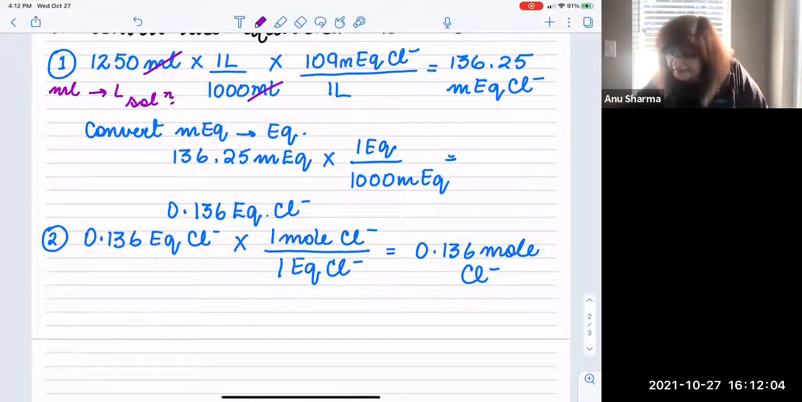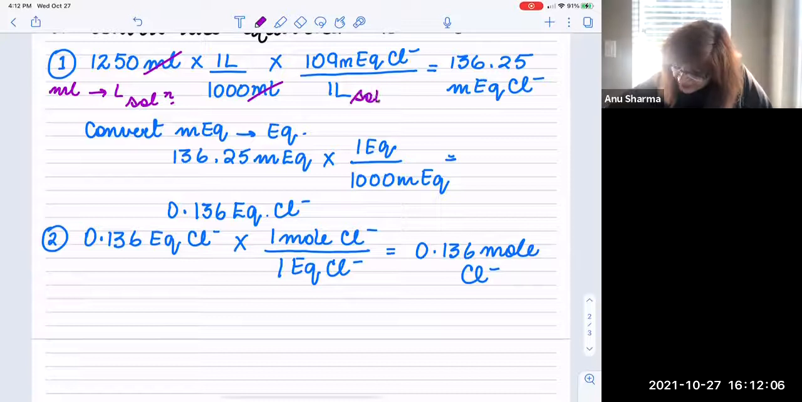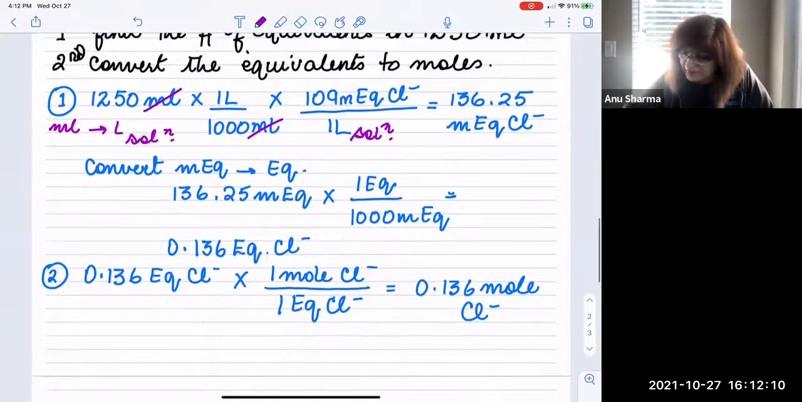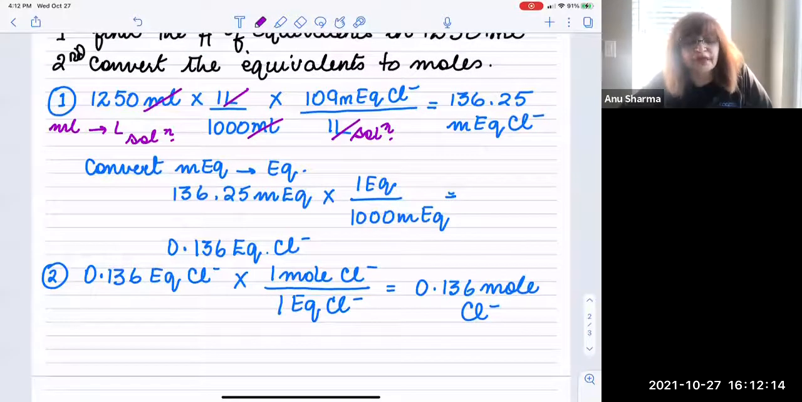Next, this is the solution, and in this solution there are 109 milliequivalents of chloride ions present. So here, when you cancel out the liters, we are just left with the milliequivalents of chloride ions that are present in 1250 milliliters of the solution. So we get 136.25 milliequivalents of chloride ions.